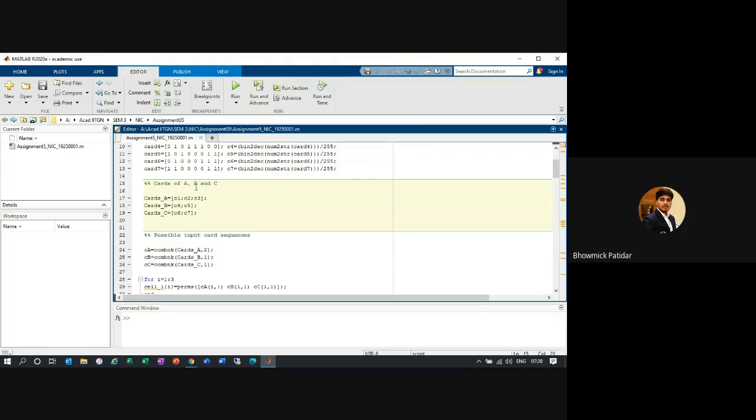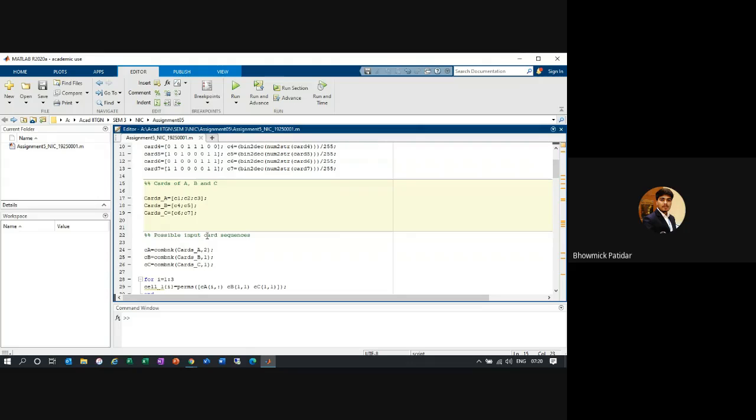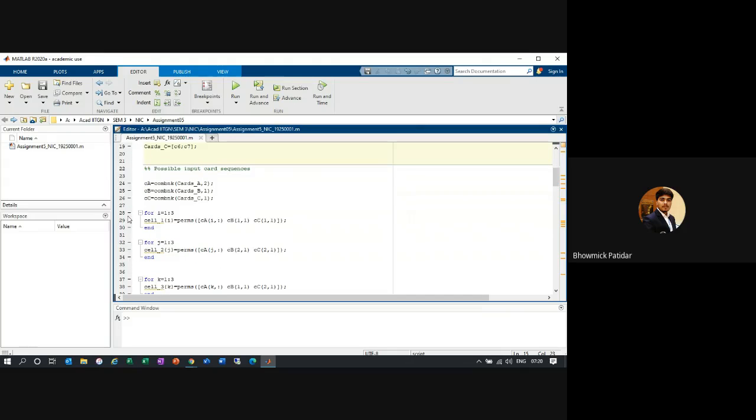Suppose the cards of A are C1, C2, and C3. The first three are the cards of A, the next two are the cards of B, and the last two are the cards of C. So the possible input card sequences are such that, out of the 3 cards, A can only take 2 cards at a time, B can take 1 card at a time, and C can take 1 card at a time.